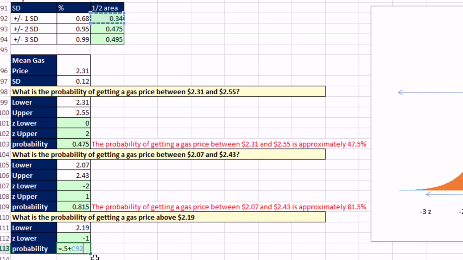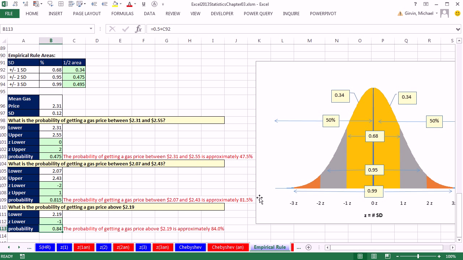I know this is kind of clunky in this chapter to do it this way, and I promise later we'll get a better way to do that. But there it is. We can still calculate this even though it's a little bit clunky. The probability of getting a price above $2.19 is approximately 84%. All right, so the purpose of this is for us to get used to these standard 1 standard deviation, 2 and 3 standard deviation probabilities or proportions when we have a bell-shaped distribution.